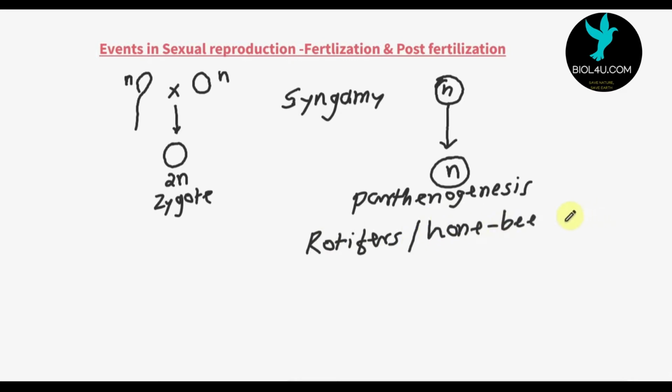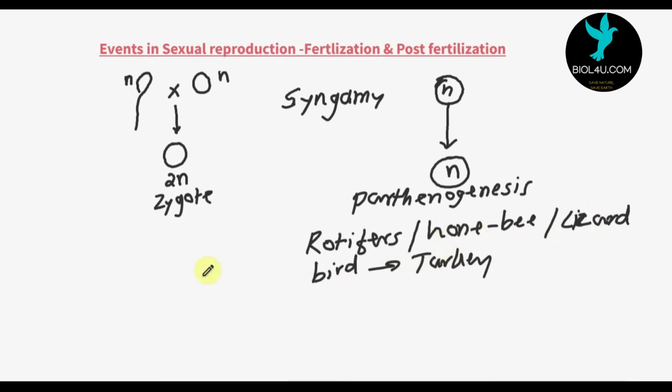It is also shown in some lizards, not all lizards, and also some birds show this type of parthenogenesis. An example of a bird is the turkey. So rotifers, the honeybee, some lizards and some birds like the turkey show parthenogenesis.